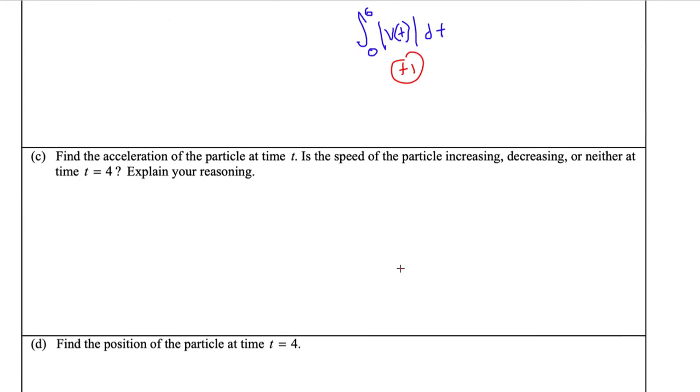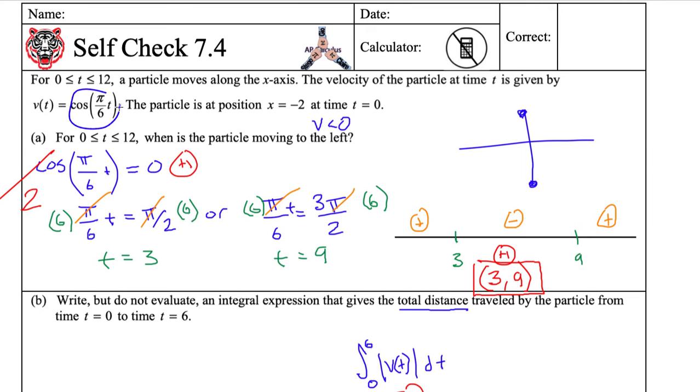Part C, however, find the acceleration of the particle at time t equals 4. So I'm going to say acceleration a of 4 is equal to the derivative of velocity, right? So it's v prime of 4. Okay, so we need to find what acceleration even is. So acceleration, take the derivative of velocity. So here's our velocity, take the derivative of that function.